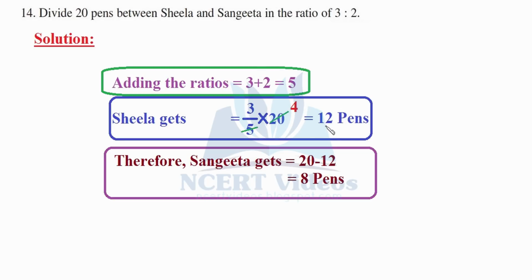Now it is very easy. If we subtract 12 from 20, we get the share of Sangeeta. Therefore Sangeeta gets 20 minus 12 equal to 8 pens.